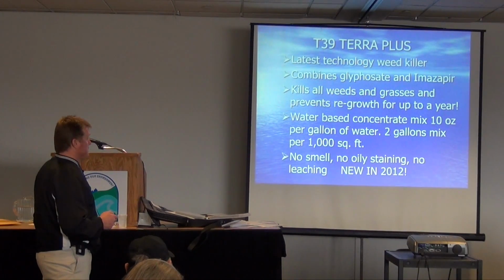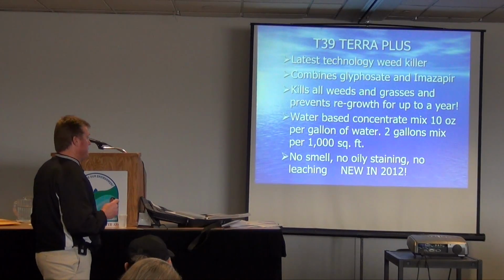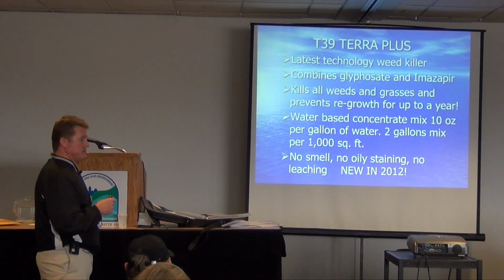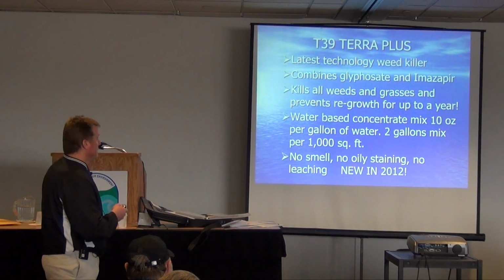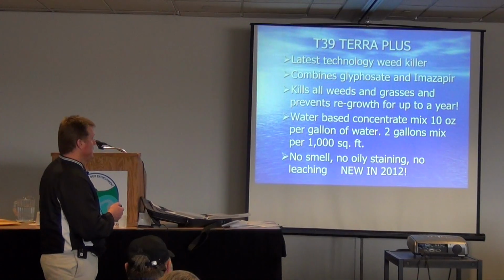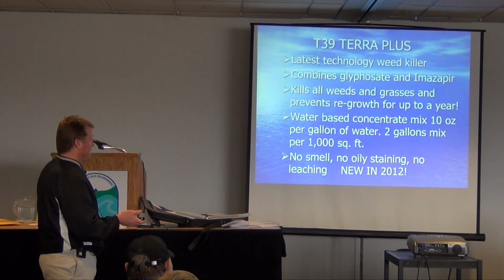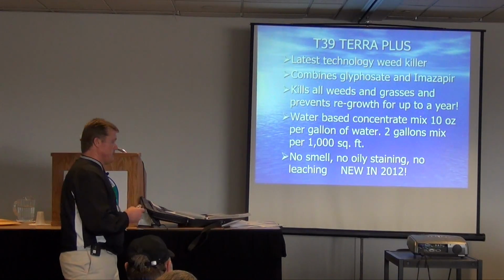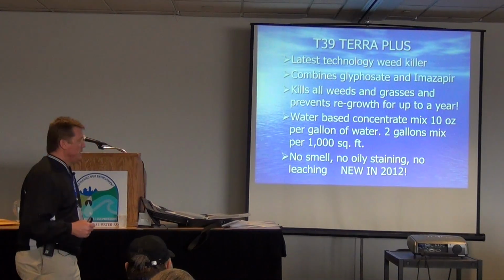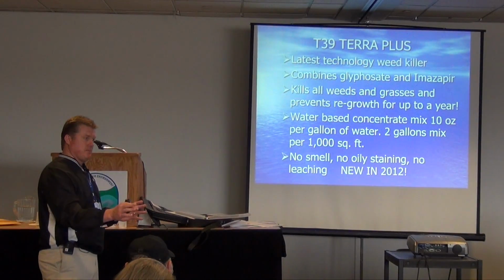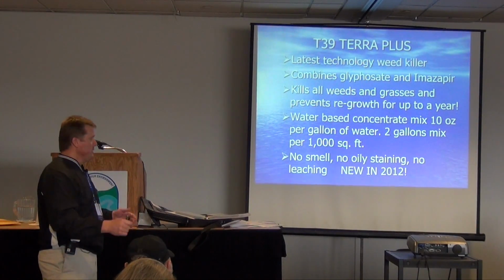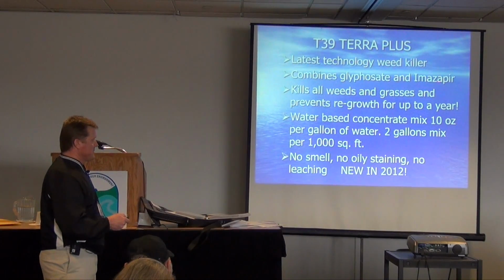Terra Plus, this is a product that we came out with last year, and essentially everybody that bought this product last year bought it again. Last year was the first time we've had it in the market. What it is, it's the latest technology weed killer. It combines glyphosate and imazapyr. Glyphosate is like Roundup. So the product kills any vegetation present, just like Roundup would, but it's got this extra ingredient called imazapyr in it.